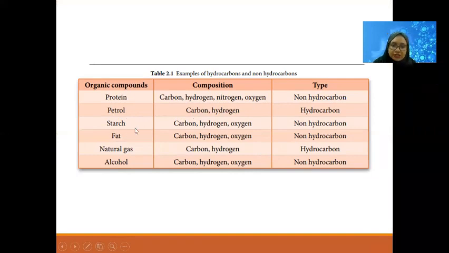Starch has carbon, hydrogen, and also oxygen. Since we have oxygen in starch, it is called a non-hydrocarbon. Fats contain carbon, hydrogen, and oxygen, similar to starch, so they are non-hydrocarbons. Natural gas contains carbon and hydrogen only, so it is a hydrocarbon. Very good. And alcohol, as I mentioned previously, has carbon, hydrogen, and oxygen, so it is a non-hydrocarbon.